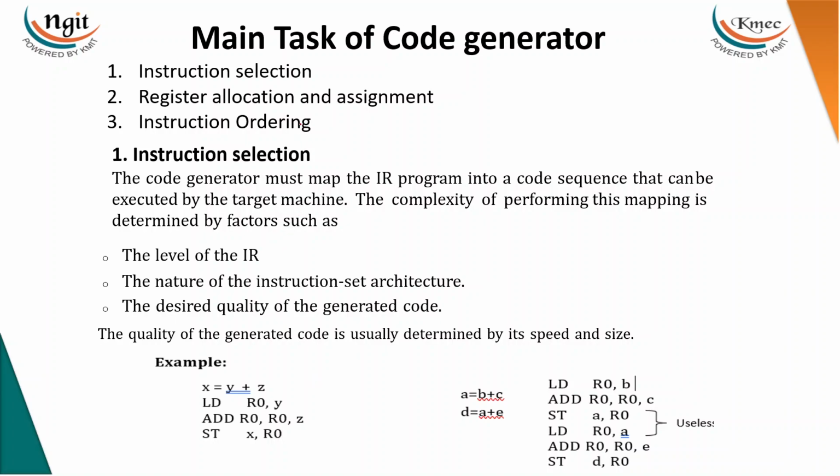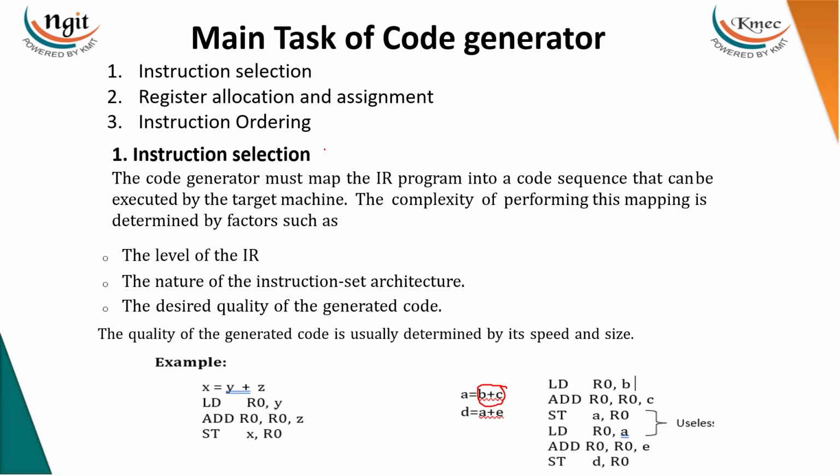And before that, what are the tasks of code generator? First one, you have to select the appropriate instructions. Like if it is B plus C, what is the instruction you have to use? Add or load, what kind of instruction we are using in the evaluation. So that is a primary task of any target code generator.